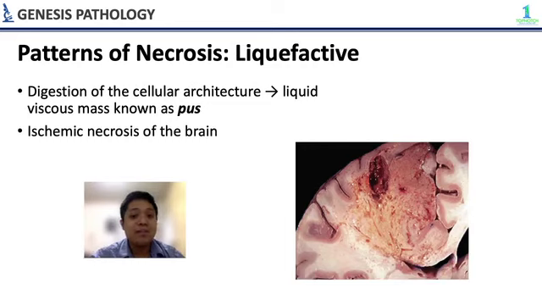Next, we have liquefactive necrosis. So it is the digestion of the cellular architecture leading to liquid viscous mass known as pus. So nakikita natin siya in ischemic necrosis of the brain. So for example, nagkaroon ng stroke yung patient, and then ito yung area na na-stroke. So syempre nawalan siya ng blood supply, namatay yung cells ng brain, tapos it undergoes liquefactive necrosis. So this part, parang this was filled with liquid, na ngayong inautopsy na, meron na siyang parang hole.